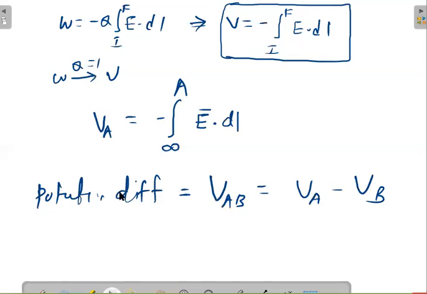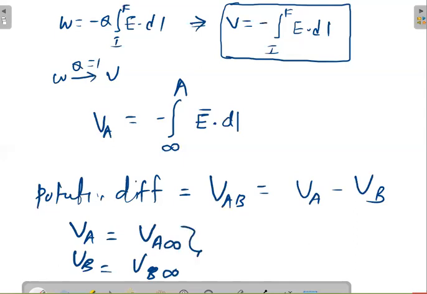Potential difference. And how to calculate VA? VA means, by default, you have come from infinite to A. VB means you have come from infinite to point B. Generally, to calculate the potential difference, you need 2 points. If they give only 1 point, what is the idea?